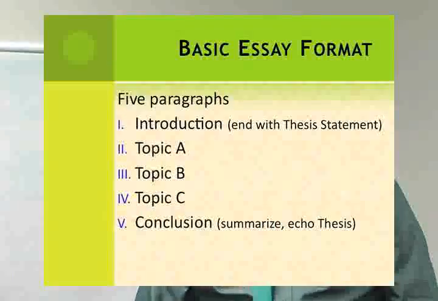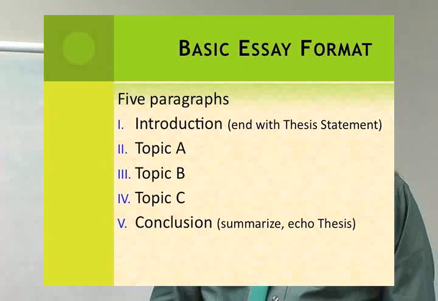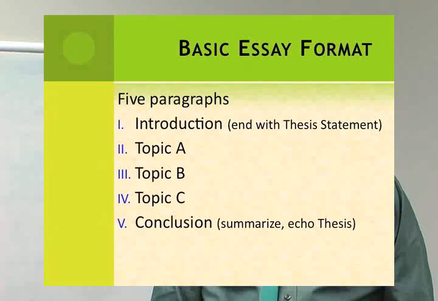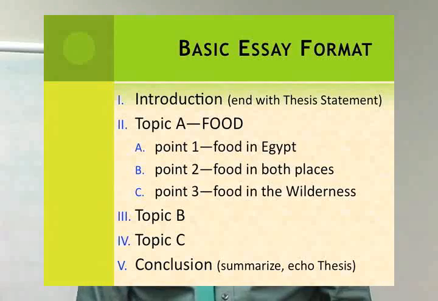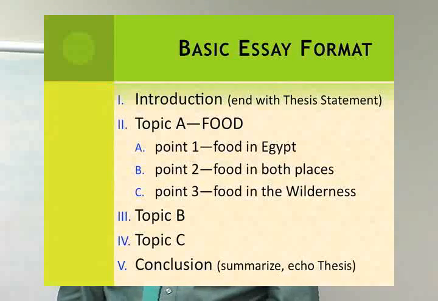So the next step was to take all the information on this Venn diagram and convert it into an outline. Remember the introduction, topic A, topic B, topic C, and so on. This would be topic A, food. Next thing that comes after that, we want 3 points about food.